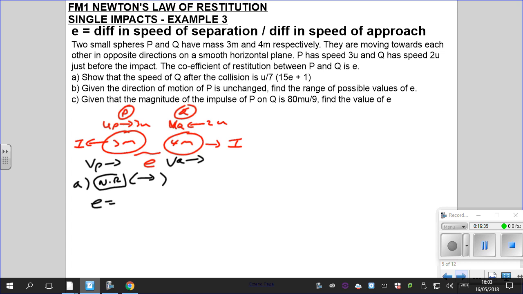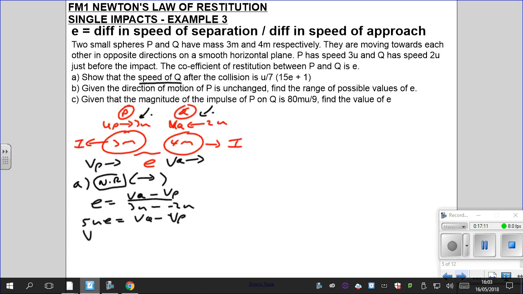So again, which one must be faster to the right? It must be VQ, mustn't it? Because otherwise VP would pass through VQ. Which is going fastest to the right? 3U. Minus, the other one is going to the left, so that's subtract 2U. So that's 5U on the bottom. So I get 5UE is VQ take VP. I'm looking for the speed of Q. So again, you're good at maths. We're going to optimize how we do maths.